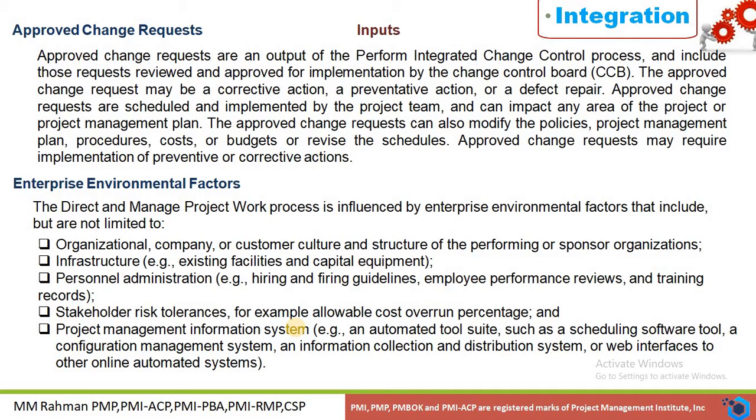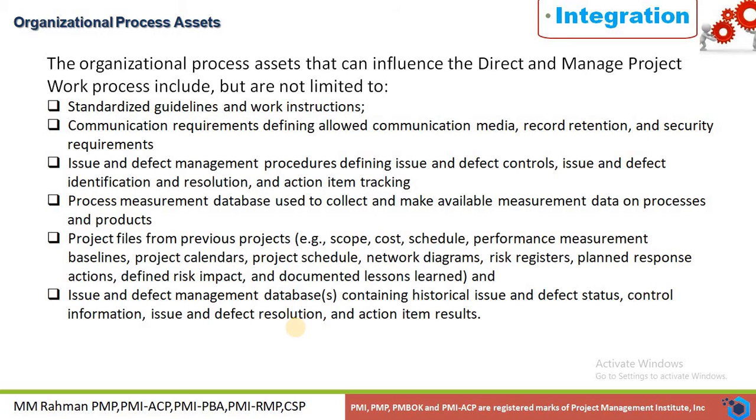These are the things that can influence the direct and manage project work of the project. Then what are the organizational process assets that can influence the direct and manage project work? Standardized guidelines and work instructions, communication requirements defining allowed communication media, record retention and security requirements, issue and defect management procedures defining the issue and defect control, issue and defect identification and resolution, and action item tracking, performance measurement database used to collect and make available measurement data on process and product.